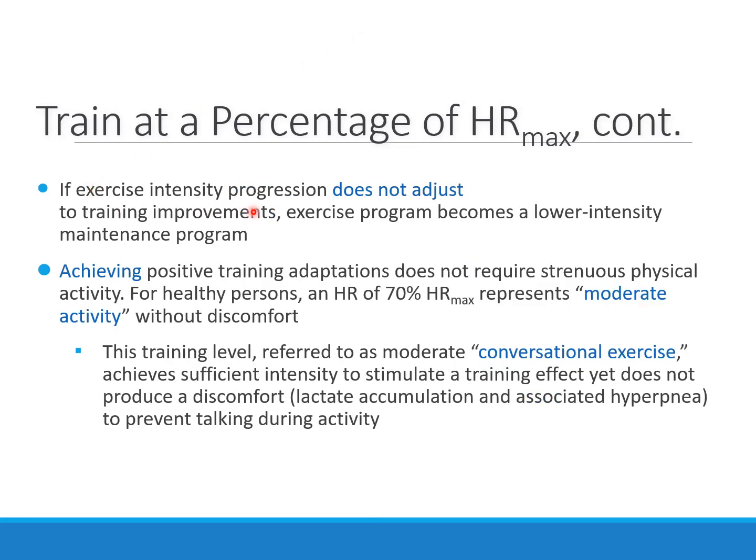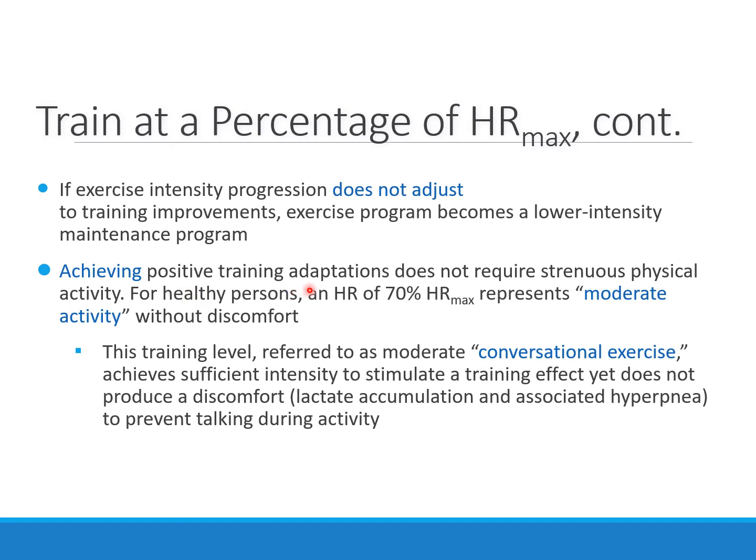So if exercise intensity progression doesn't adjust to training improvements, then the exercise program just becomes a lower intensity maintenance program. So we know that the heart rate changes over time. So we need to be able to increase and turn up the volume a little bit on our exercise intensity so that we can continue to improve.